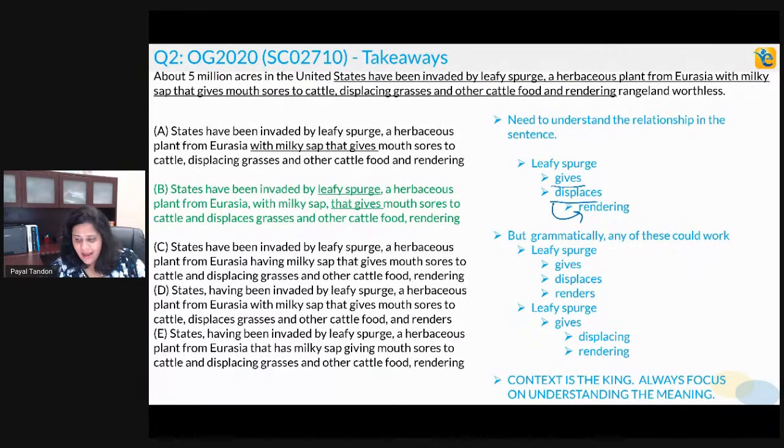But grammatically, any of these could work. You could say leafy spurge gives, displaces, renders, or you could say leafy spurge gives, and these two lead to displacing and rendering, right? But the key thing over here is you need to understand the meaning of the sentence in order to figure out what is the correct relationship, okay? In the absence of that step, no matter how good your conceptual knowledge is, you will not be able to solve essay questions correctly, okay?